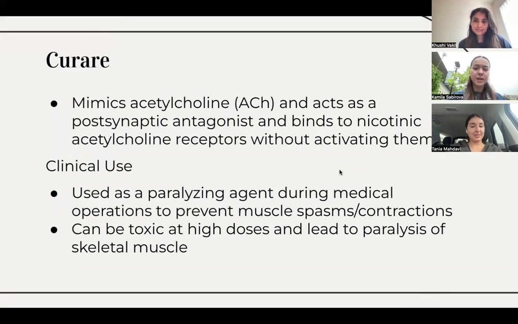And the last drug we studied was curare, which mimics acetylcholine and acts as a competitive postsynaptic antagonist, which essentially binds to the acetylcholine receptors. It can be used as a paralyzing agent during medical operations to prevent unnecessary muscle contractions. And then at high doses, it can be toxic and cause paralysis of skeletal muscle.